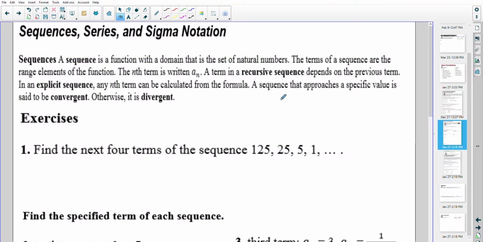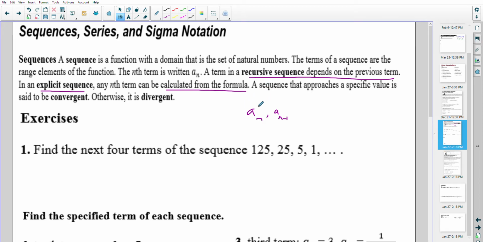So a listing of numbers can be explicit or recursive. And if it's recursive, that means that it's based on the previous term. Like when you have a sub n, your previous term would be labeled as a sub n minus 1. And if it's not recursive, then it's explicit. And explicit refers to where you have something with a formula and it's calculated from the formula.